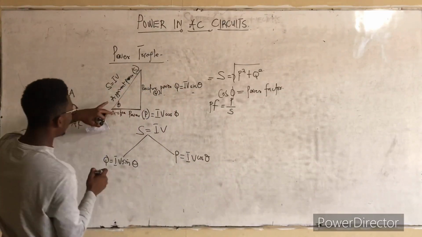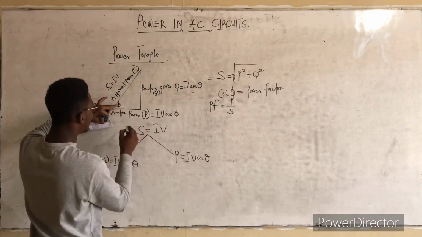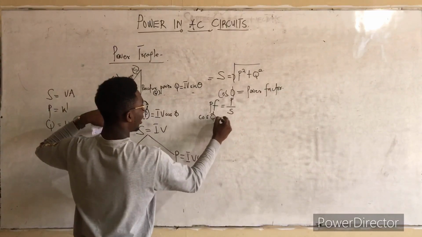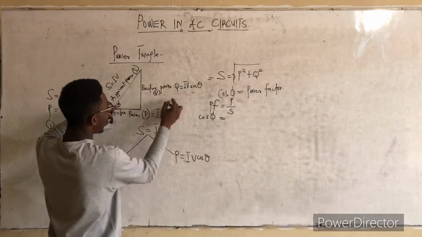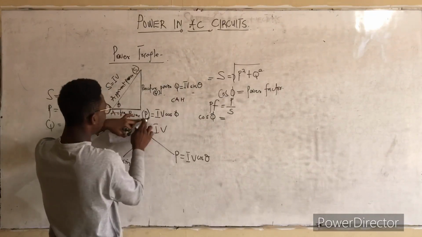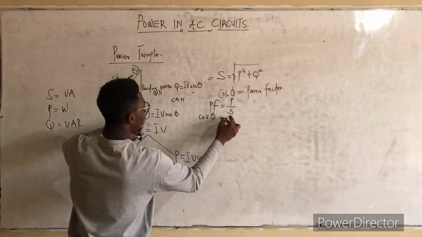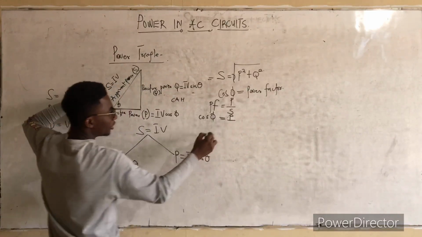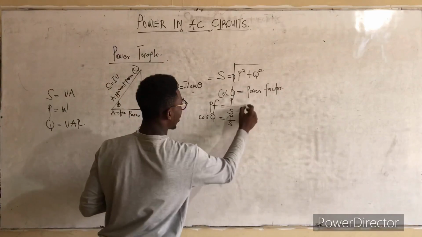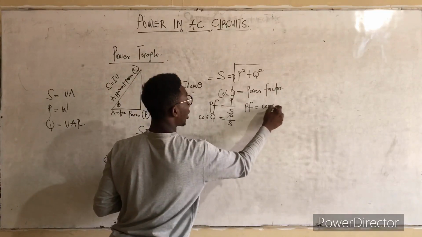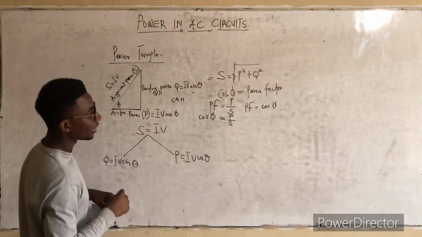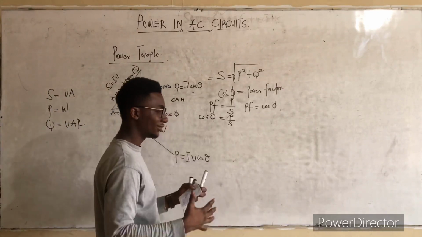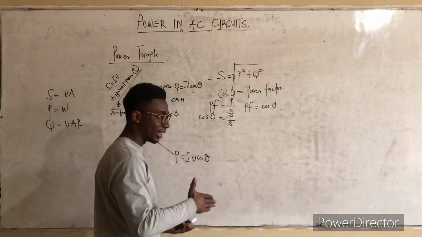Why P on S? If we find the cos theta on this triangle, cos theta is equal to adjacent over hypotenuse. The adjacent is P, divided by the hypotenuse, which is S. So P over S is the same as the cos theta, and that's the power factor. The power factor you have here may be lagging or might not be lagging.